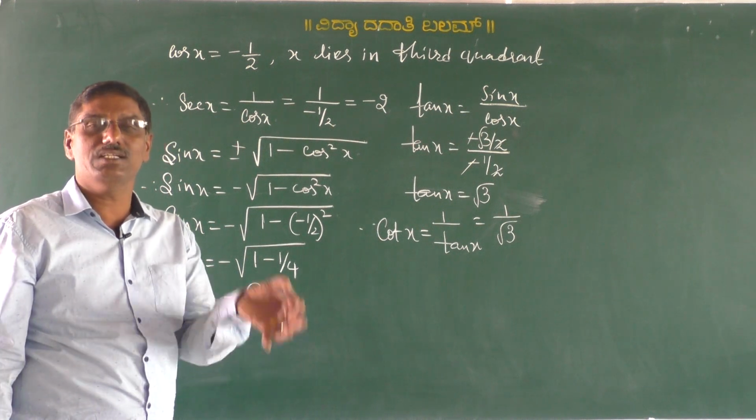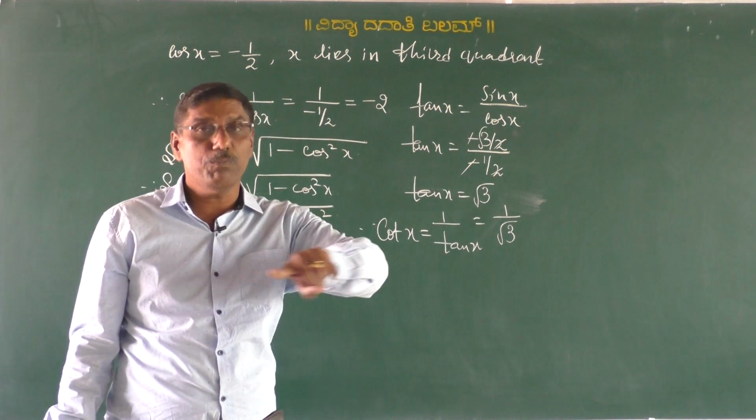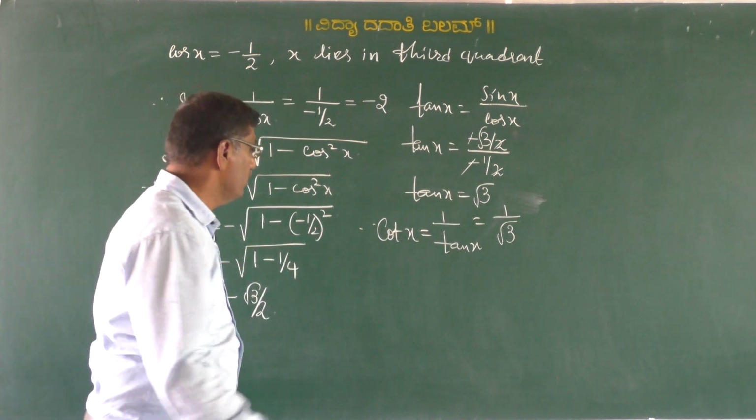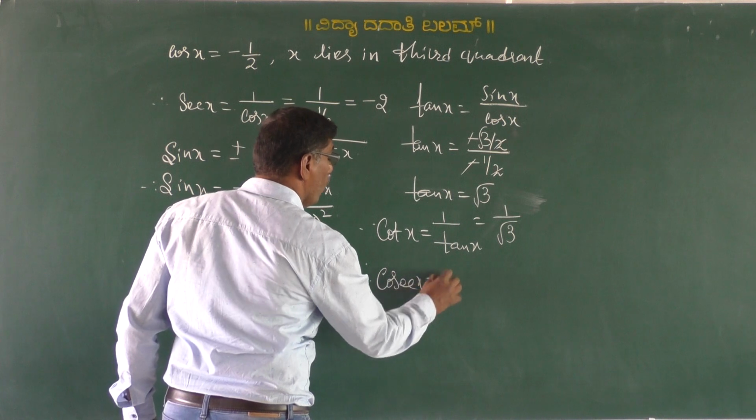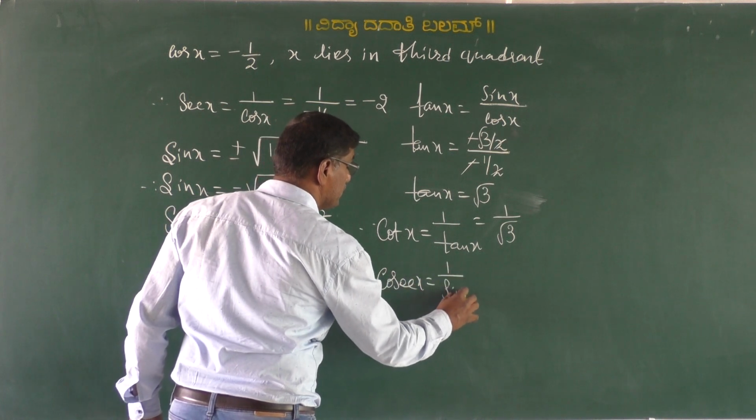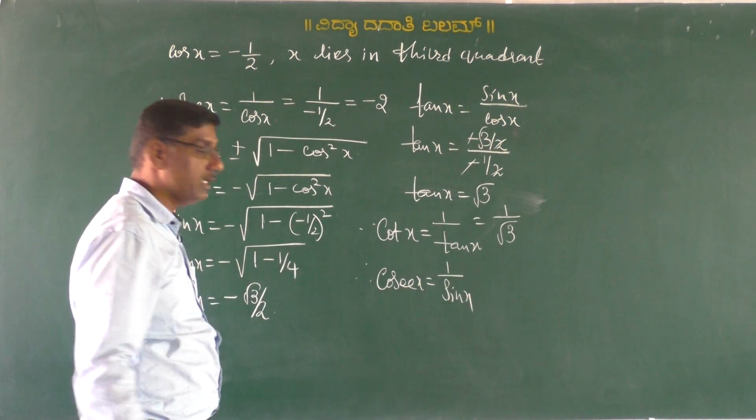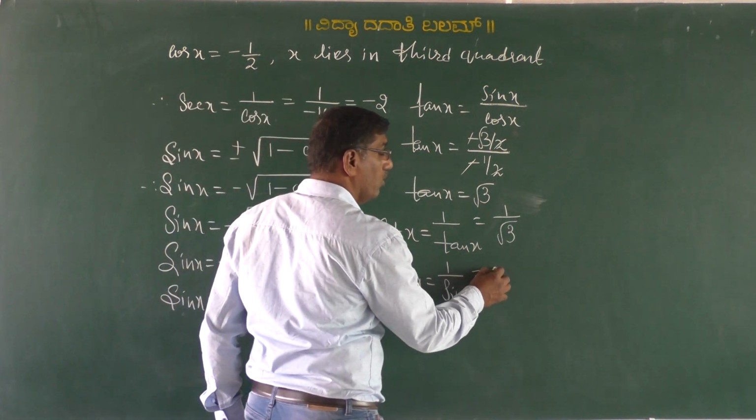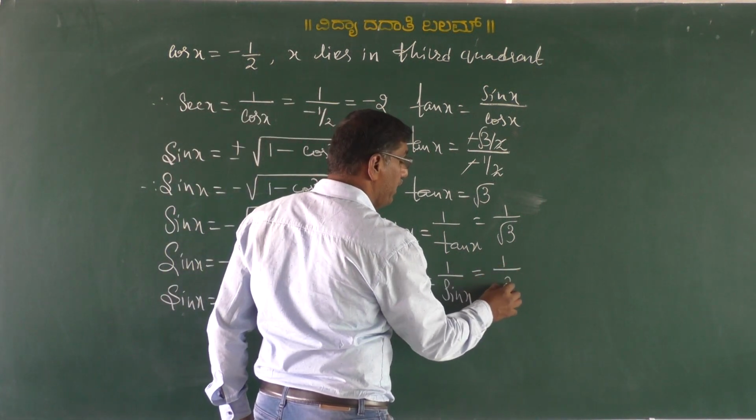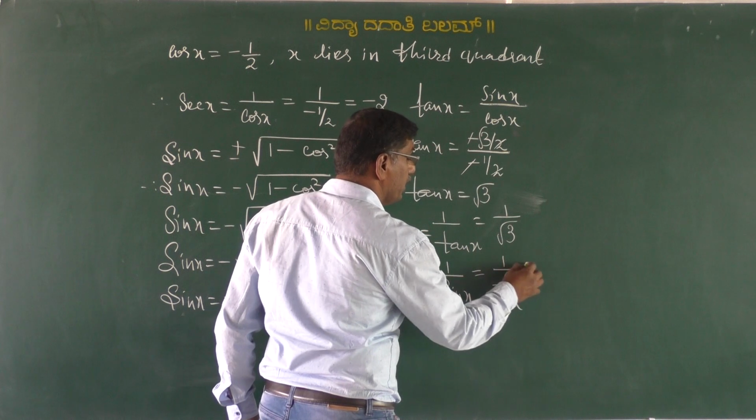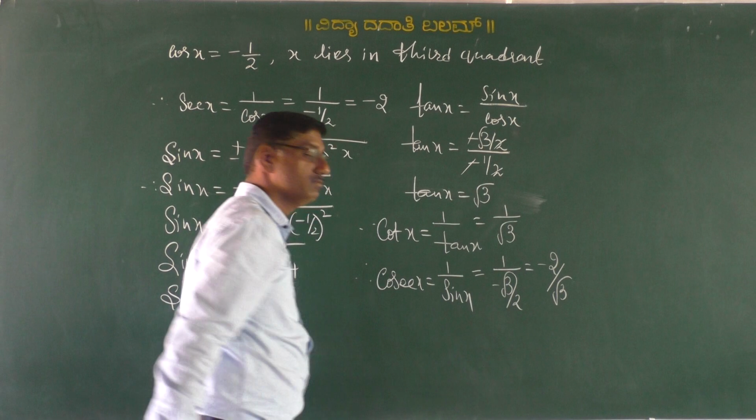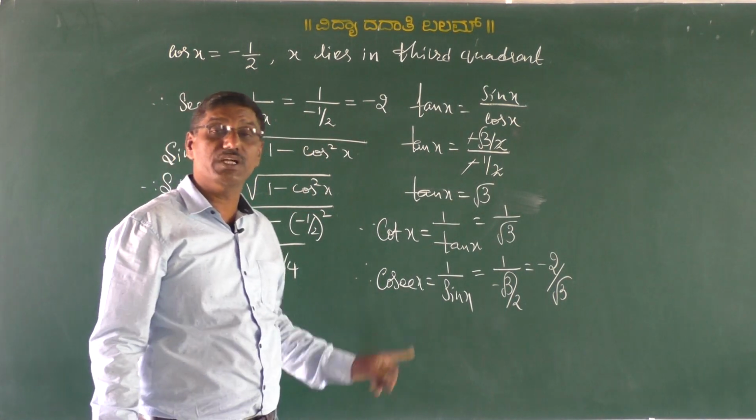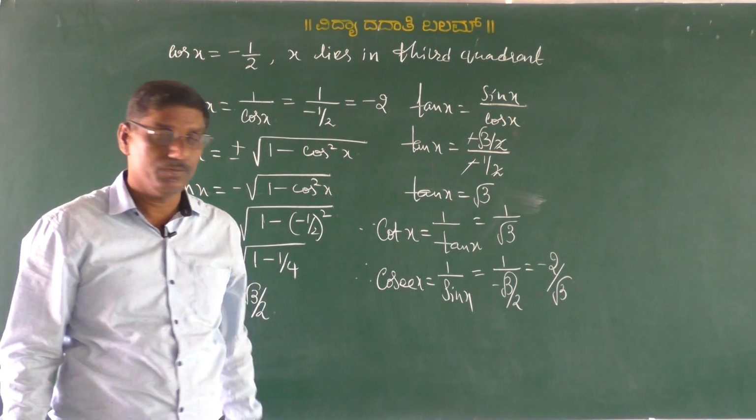Since sin x and cosecant x are reciprocals of each other, cosecant x is equal to 1 divided by sin x. That means this is equal to 1 divided by minus root 3 by 2. This can be written as minus 2 divided by root 3. In third quadrant, cosecant is also negative.